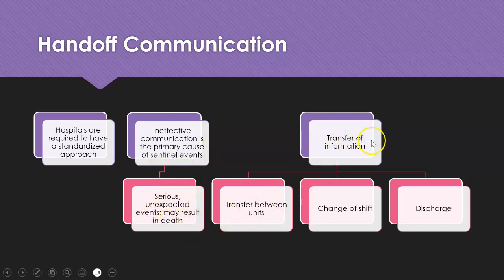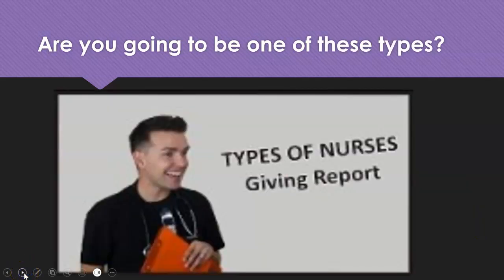So when you transfer information, you transfer between units, change a shift, and as well when you discharge.